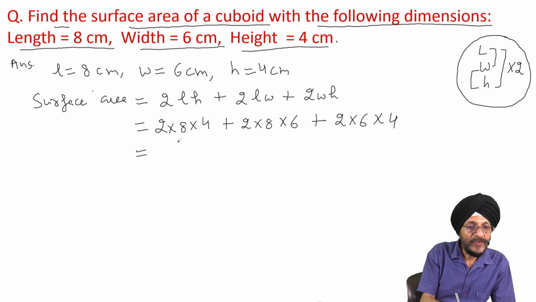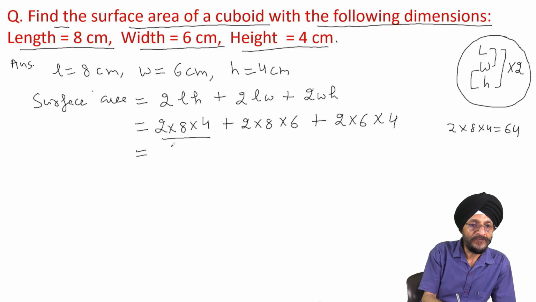Now we will find out what this is. This is 2 multiplied by 8 multiplied by 4. This is 64.